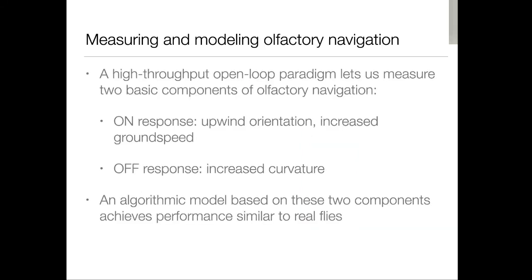So just to summarize this first part of my talk, I showed you that we built a high throughput open loop paradigm that lets us measure two basic components of olfactory navigation. One part that we call the on response, which is an increase in upwind orientation and increased ground speed. And the other part, which we call the off response, which is an increase in curvature that causes them to search around where they lost the odor. And I showed you that a simple algorithmic model based on these two components achieves performance similar to real flies. We took this as a reasonable justification to now use this apparatus and this idea of an on and off function to go into the brain and try to figure out where each of these components might be instantiated.